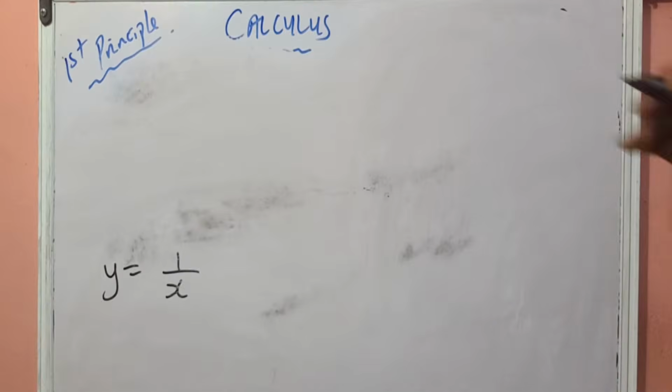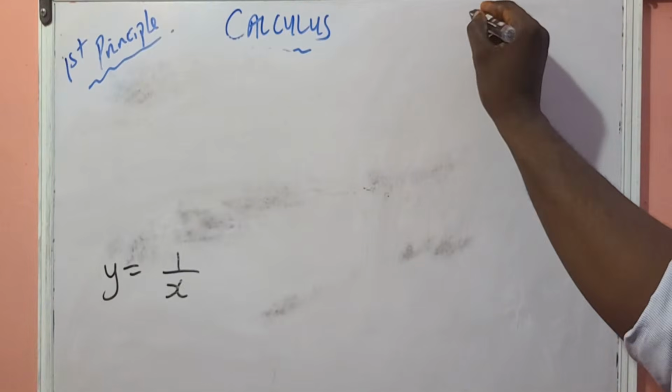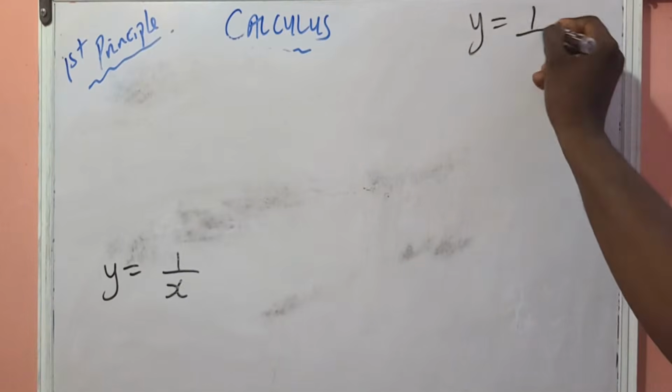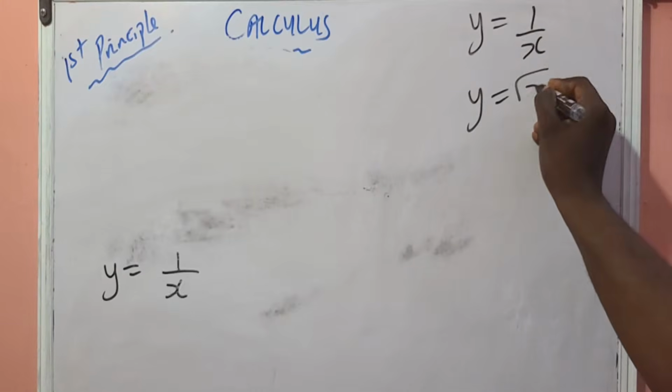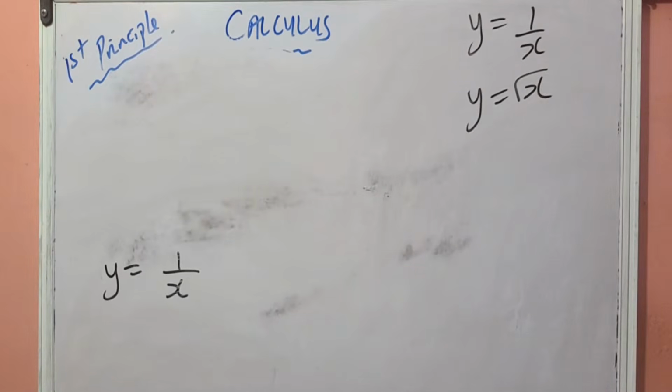If you are done with that one, I would love you to attempt this. So these are the two questions we want to solve quickly: y equals 1 over x, and then also y equals root x. If you're through with 1 over x, you can make use of first principle also in solving that of root x. So let's use first principle to solve y equals 1 over x.